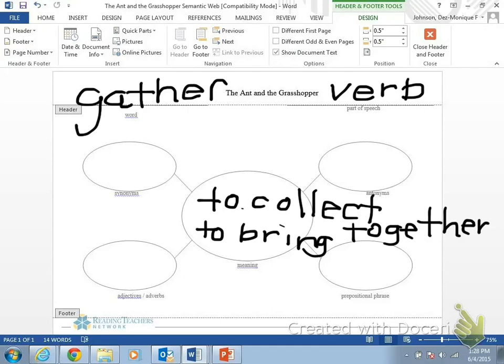Let's think. Let's try the word harvest. Remember when we harvest the pumpkins in October, we're gathering them, we're bringing them all together. Now you think of a synonym that you want to place inside of that same bubble.